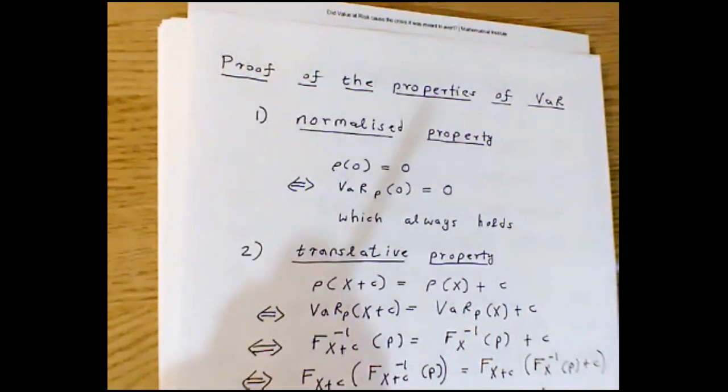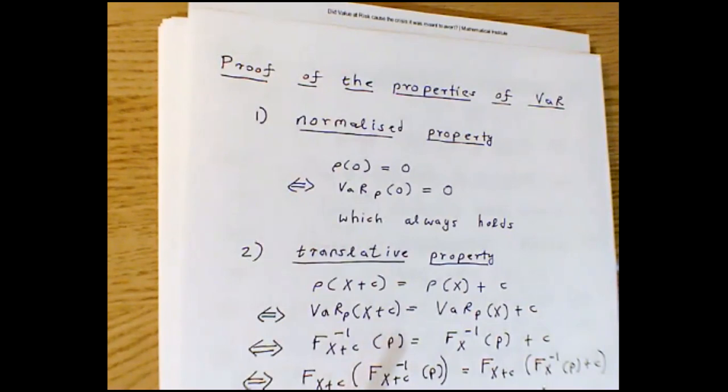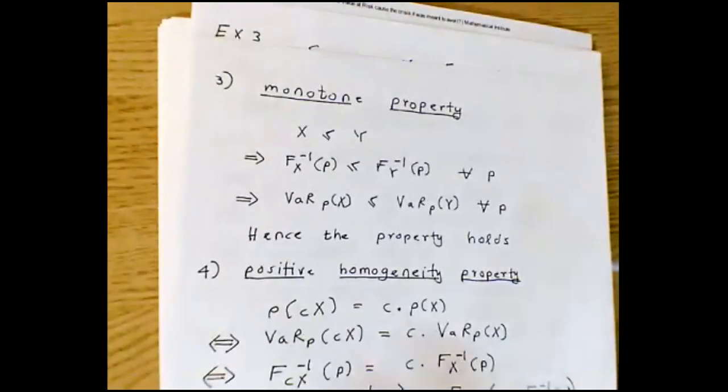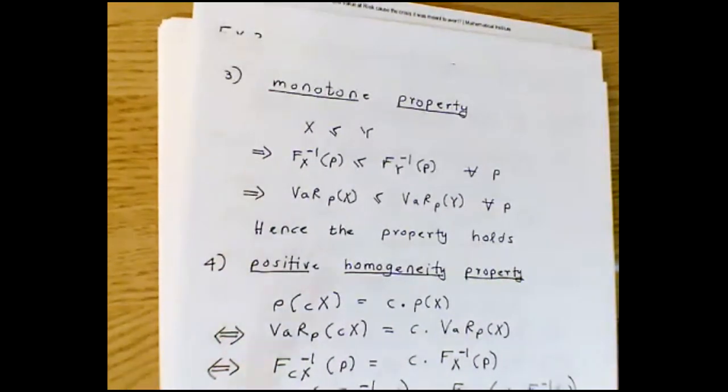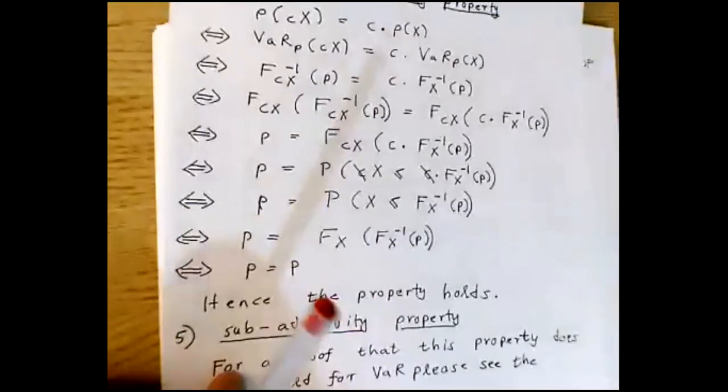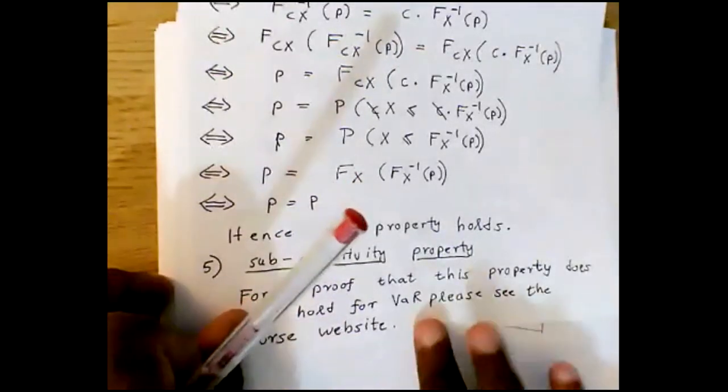If you did not understand my proof, please contact me 24/7. I hope you guys understood my proof. All right. So this is the proof for the monotonic property, and this is the proof for the positive homogeneity property. And finally, the subadditive property is not satisfied.